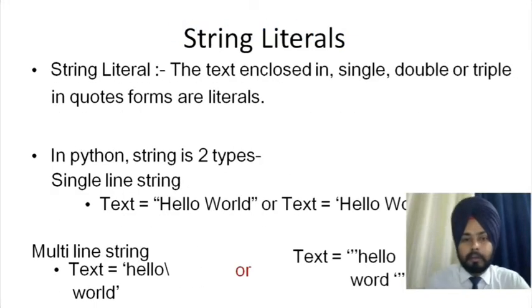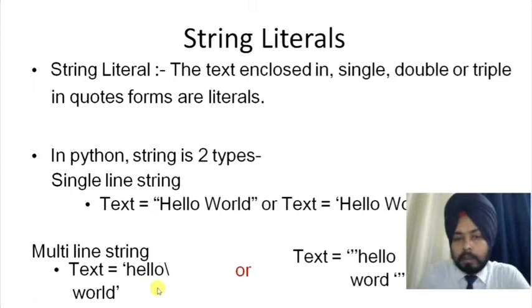String literals. Text enclosed in single, double, or triple quotes forms string literals. There are two types of string. First is single line string and second is multi-line string. Here is an example of a single line string and these are examples of multi-line strings. A string in one line is called a single line string. A string in more than one line is called a multi-line string.